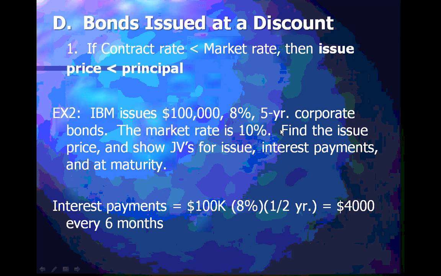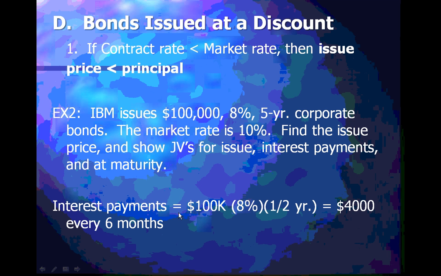Okay, so here we go. It says find the issue price, find the journal entries for the issue, calculate the interest payments, and also we got to do the journal entry at maturity. Okay, first things first. It's a $100,000 bond. No matter what we collect, we're saying it's $100,000. That's what the paper says. We're going to pay 8%. We're going to pay back 100,000 5 years down the road.